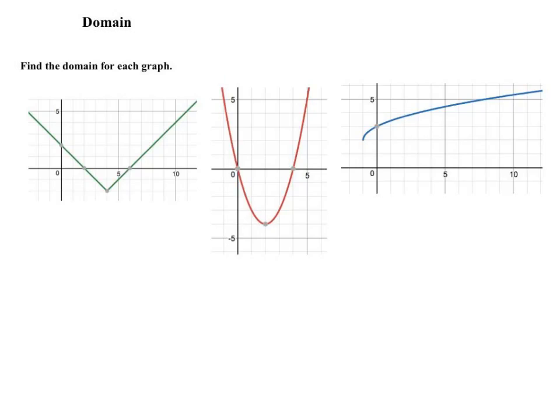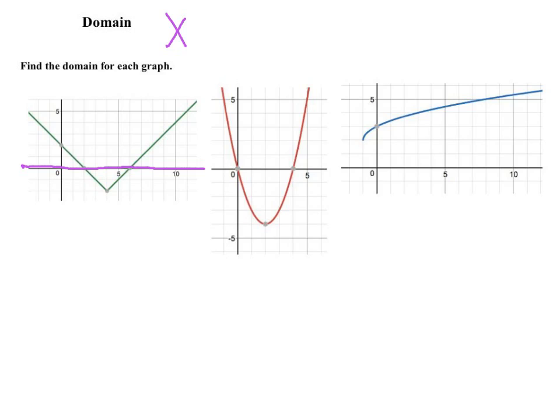In this lecture, we are going to talk about domain. Domain is going to look at all of your x values. So let's take a look at this first graph. This first graph is the absolute value graph. I want to look at everything along my x-axis. So what you want to imagine is, where does the x-axis stop and where does my graph stop?